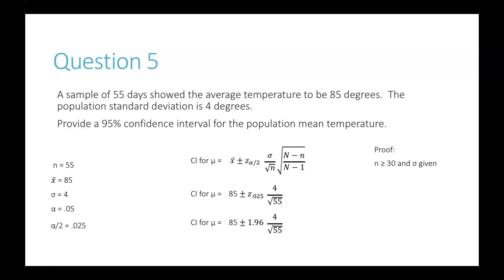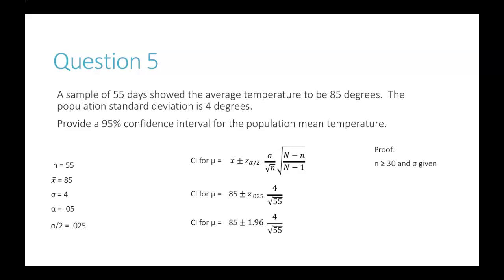Right? You could see it as negative 1.96, right? Because that's the z-score that has that area to the left. But since we have a plus or minus right in front of that z-score, we can just drop that negative when we plug it into our confidence interval formula. So now, our confidence interval shows 85, which is our x bar, our sample mean, plus and minus our z-score for 0.025, which is 1.96, times our standard error of 4 divided by the square root of 55.